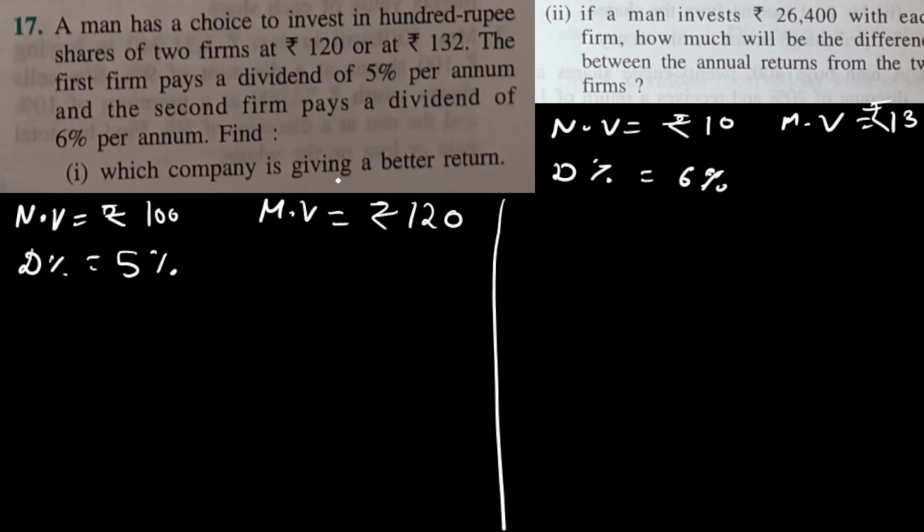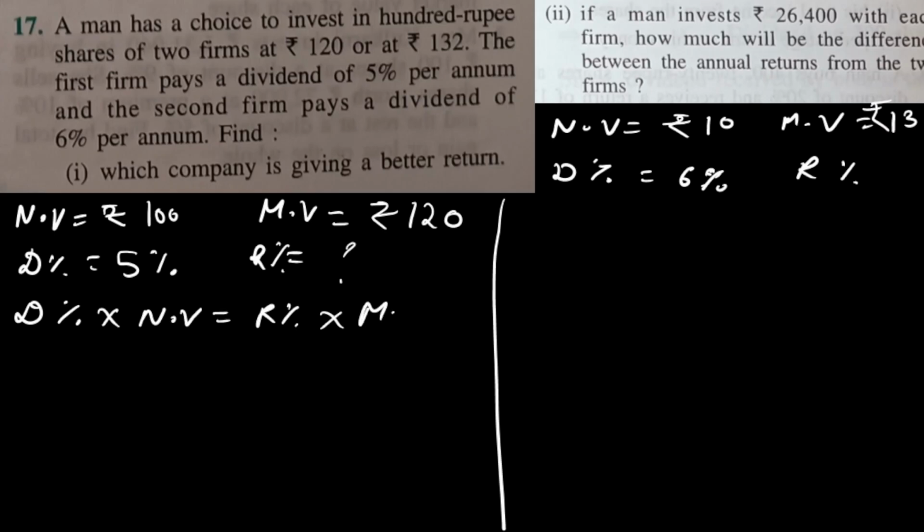So these are the given things, right? Find which company is paying a better return. See, this part of the question is exactly similar to the previous question. So that means we have to find return percent for both. Let's first complete the first part, then I'll read the second part. So here this formula we will use: dividend percent into nominal value is equals to return percent into market value. Dividend is 5%, so 5 by 100 into 100. Return percent means by 100, we will write market value is equals to 120.